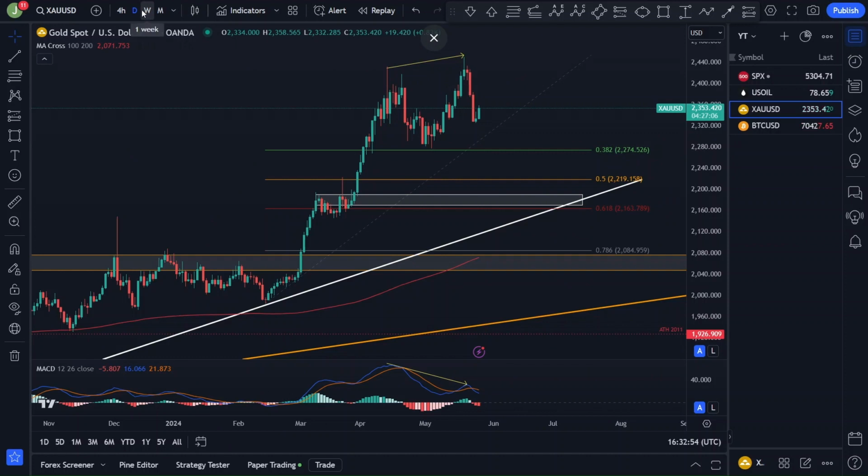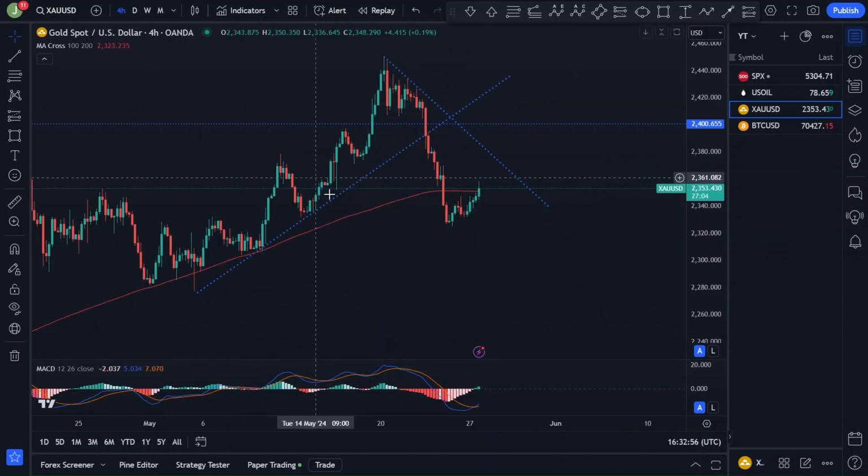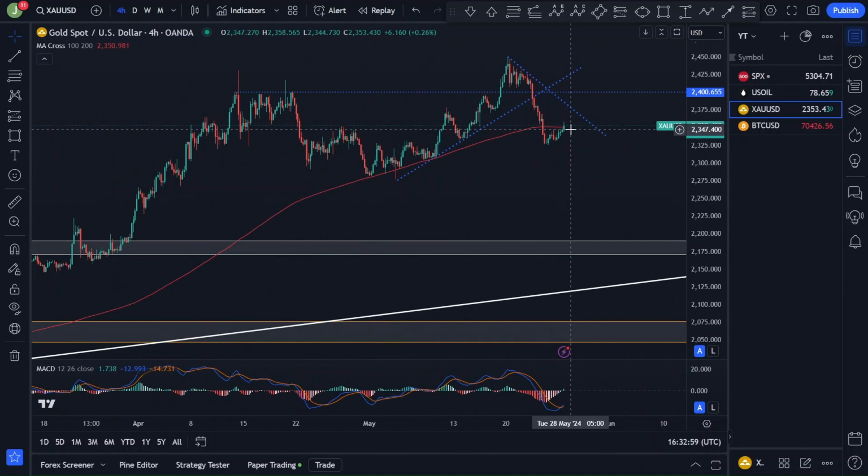If we go to the 4-hour time frame, here we lost the 200 moving average, which was previously support. We also made a small short-term trade, and I went out around this level, $2,400, and then price declined, and now we see the MACD crossing to the upside. Maybe we see a smaller surge to the upside to this 4-hour downtrend line in blue dotted, and then a further move down.